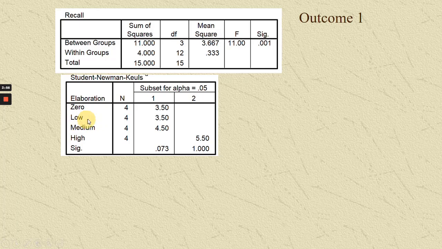Lower elaboration might be maybe they look at the objects and they say the name of the objects out loud. And then medium elaboration might be they group the objects somehow. And then maybe high elaboration is they imagine their home and imagine those items being placed in different parts of their home and work at trying to really build a detailed memory.